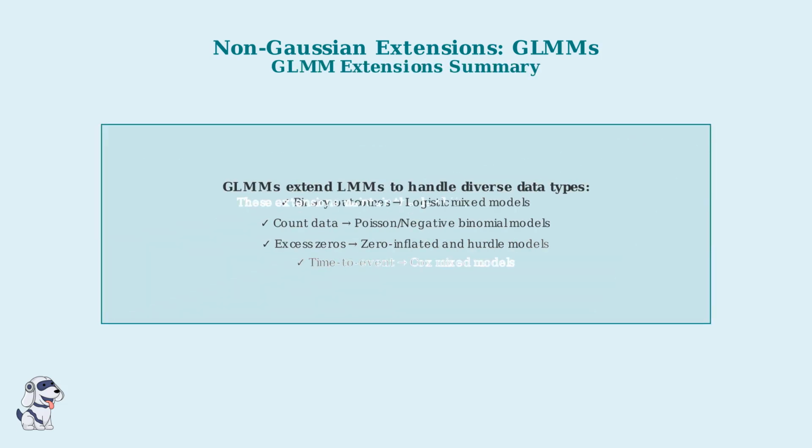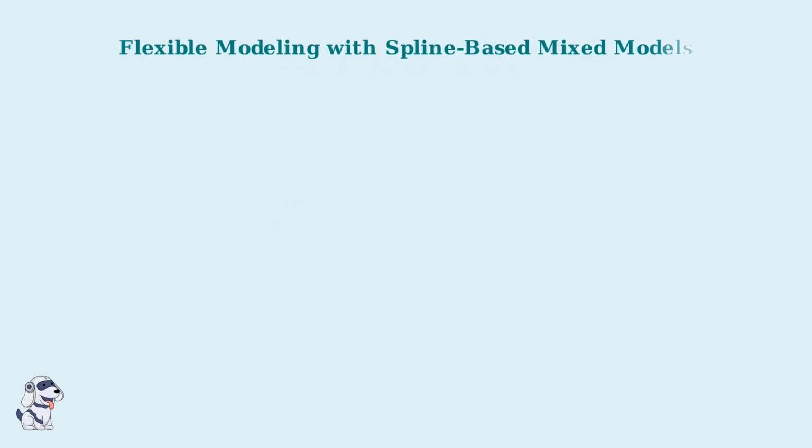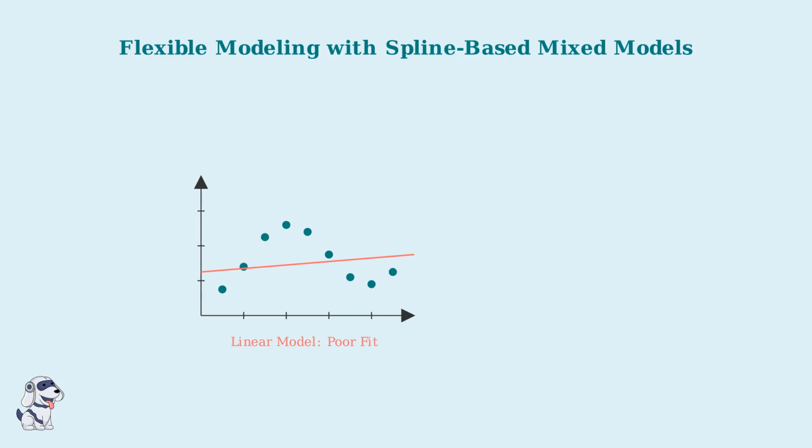GLMMs provide a powerful framework for analyzing non-Gaussian data while preserving the advantages of mixed models. From binary outcomes in clinical trials to count data in ecology, these extensions enable researchers to model complex, clustered data with appropriate distributional assumptions.